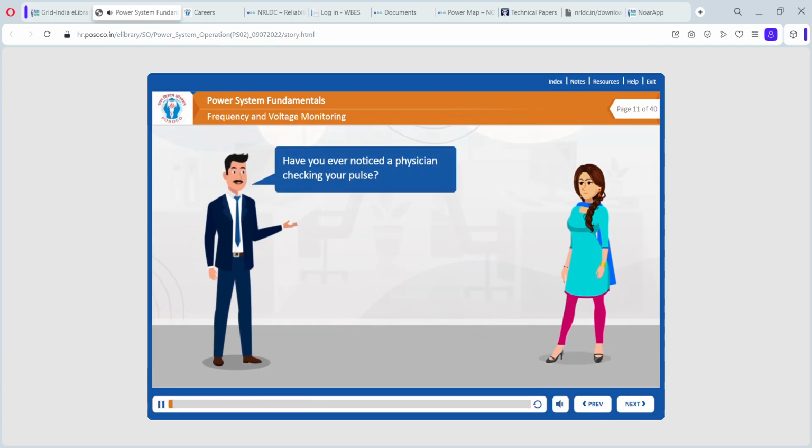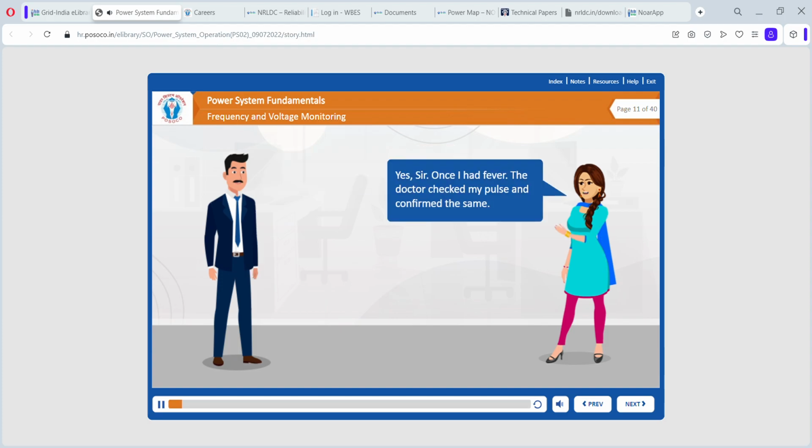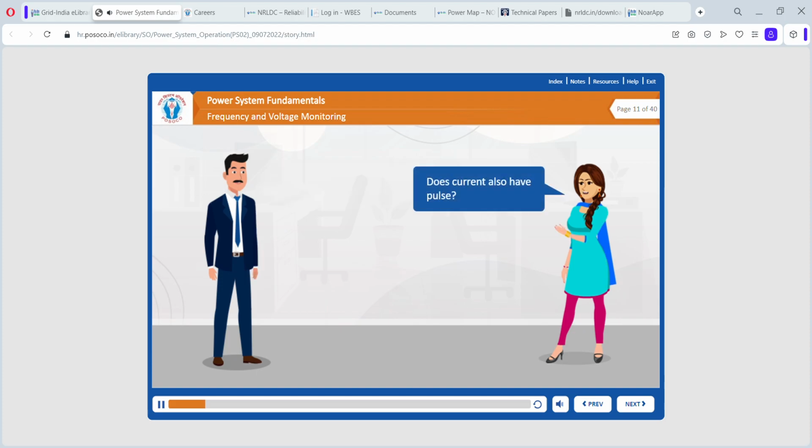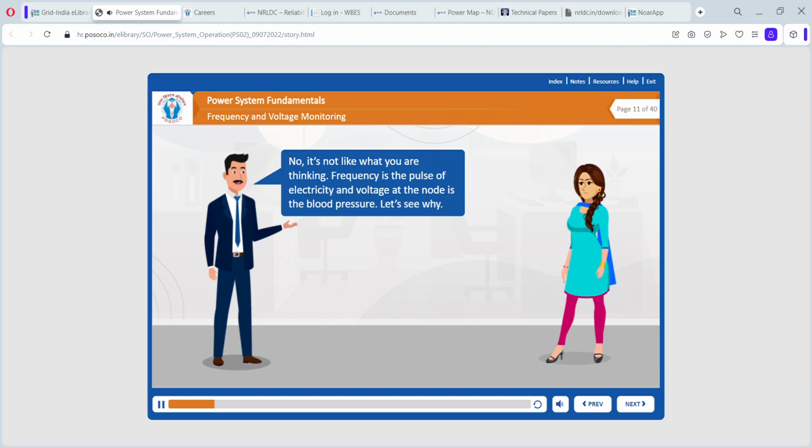Have you ever noticed a physician checking your pulse? Yes, sir. Once I had fever. The doctor checked my pulse and confirmed the same. Correct. And are you aware of the pulse of the electric grid? Does current also have a pulse? No, it's not like what you are thinking. Frequency is the pulse of any electric grid and voltage at the node is the blood pressure. Let's see why.